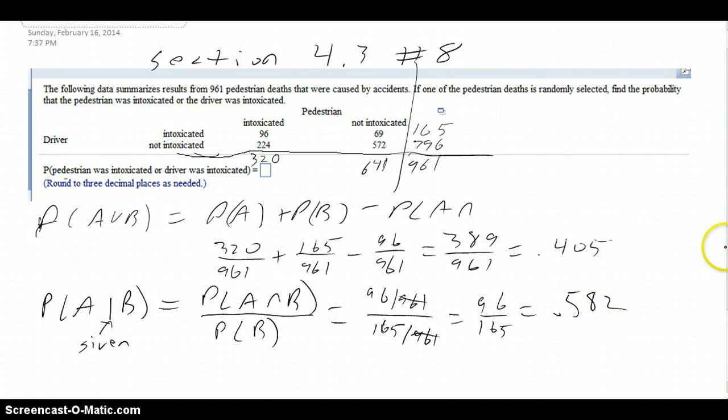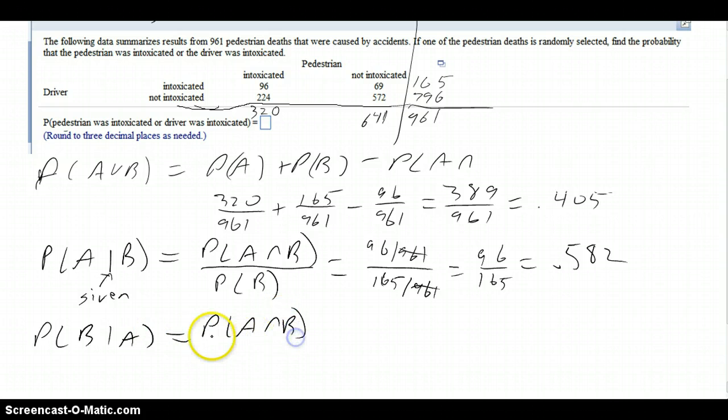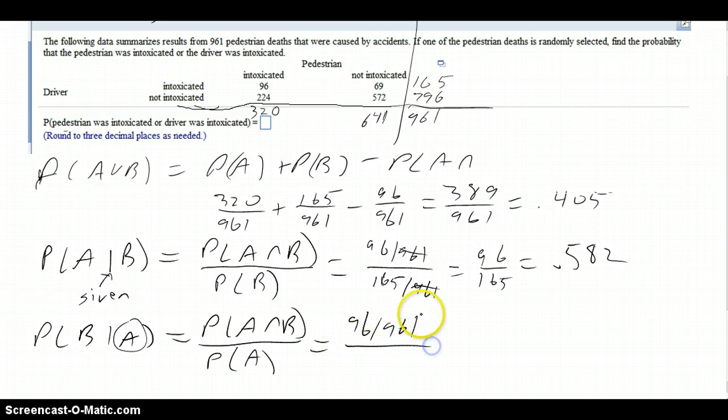And then if we want to go the other way, if we flipped around these things, what if we said probability of B given A? Again, same formula, A intersect B, probability of both. But now whatever comes second is the population we compare it to. So probability of A. So it's really the same thing, 96 out of 961.